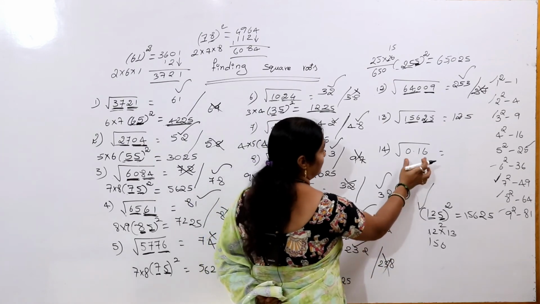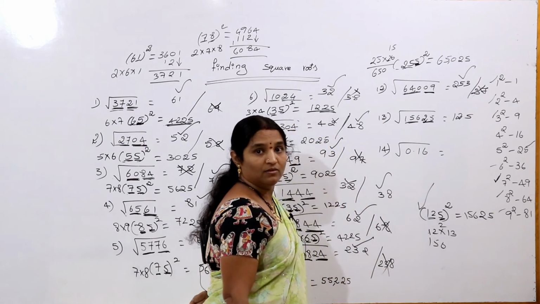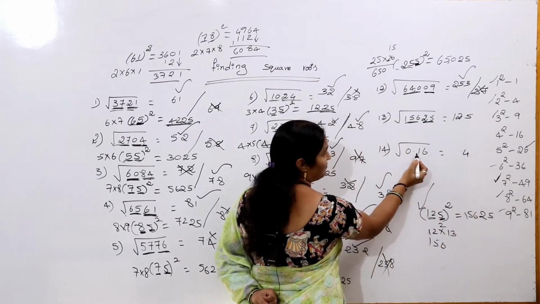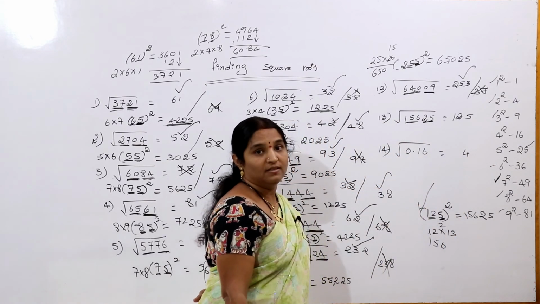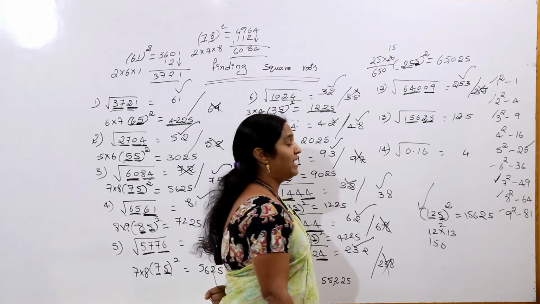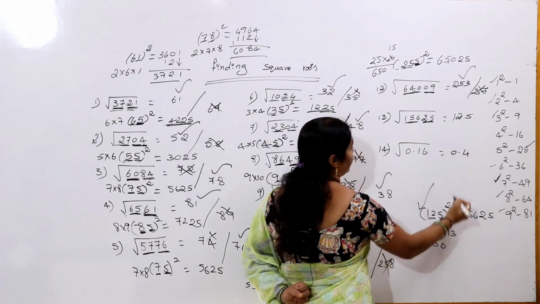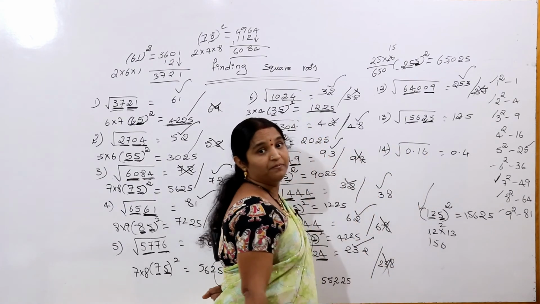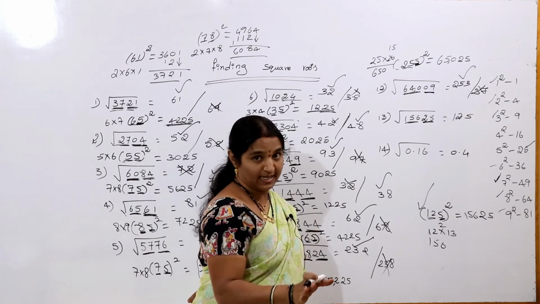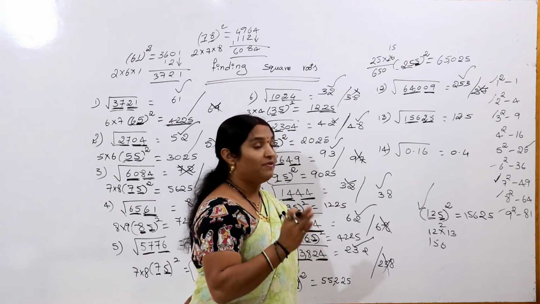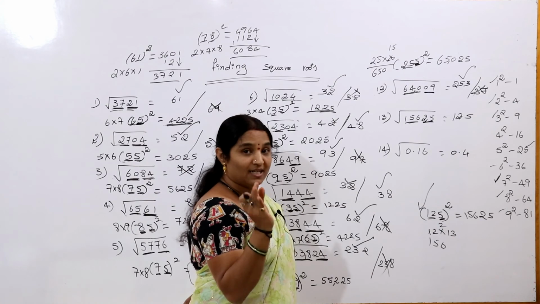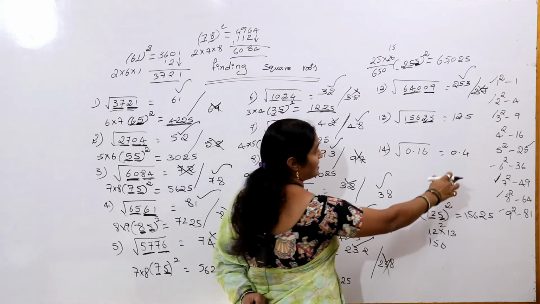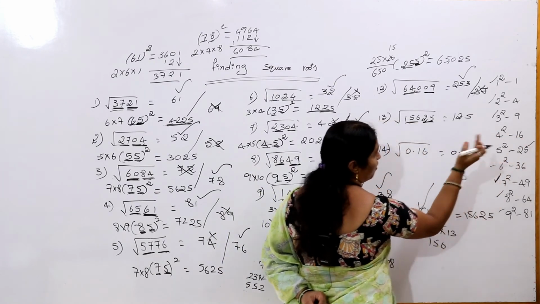Now go for this. Root 16 is 4. But here after 2 digits we have a decimal point. If we remove the square root, we get the decimal point after 1 digit. Here square root of 0.16 is there. But forget about the decimal point. Just simply think that this is square root of 16. Root 16 is equal to 4.